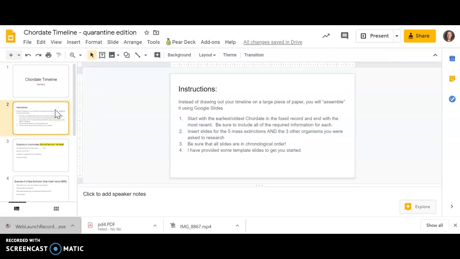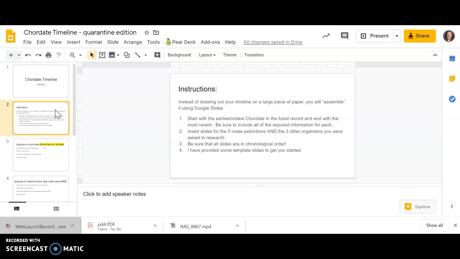So I put a little instruction slide here. It's a little bit basic, but most of the instructions are actually on the assignment in Google Classroom. What you're going to do with your slides is the first slide is going to be the oldest or the earliest chordate in the fossil record. And then the last slide will be the most recent chordate in the fossil record or extinction, whichever event or organism is most recent.